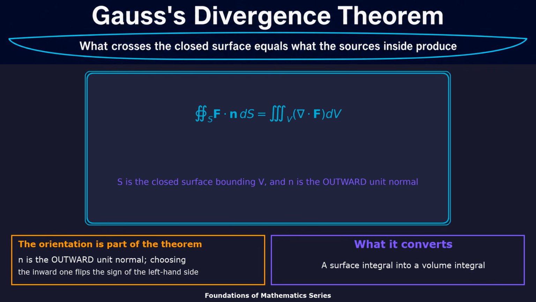Surface integrals can therefore be converted into volume integrals, and in practice, one of the two sides is usually far easier. Read the orientation clause carefully, because it is part of the theorem rather than a convention. n is the outward normal, and choosing the inward normal flips the sign of the left-hand side.